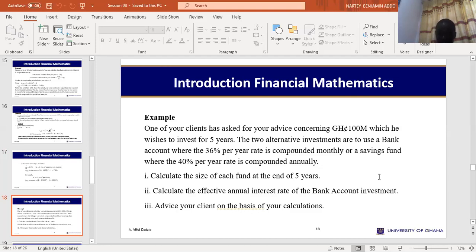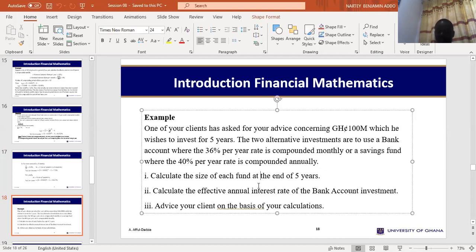Or you have a savings fund where the 40% per year rate is compounded annually. So this one, compounding is what? On annual basis. So you are not to divide it by anything. The only thing you can do is to divide by 1, which will give the same 40. So you should calculate the size of each fund at the end of 5 years, and then calculate the effective annual interest rate of the bank account, and then advise your client.